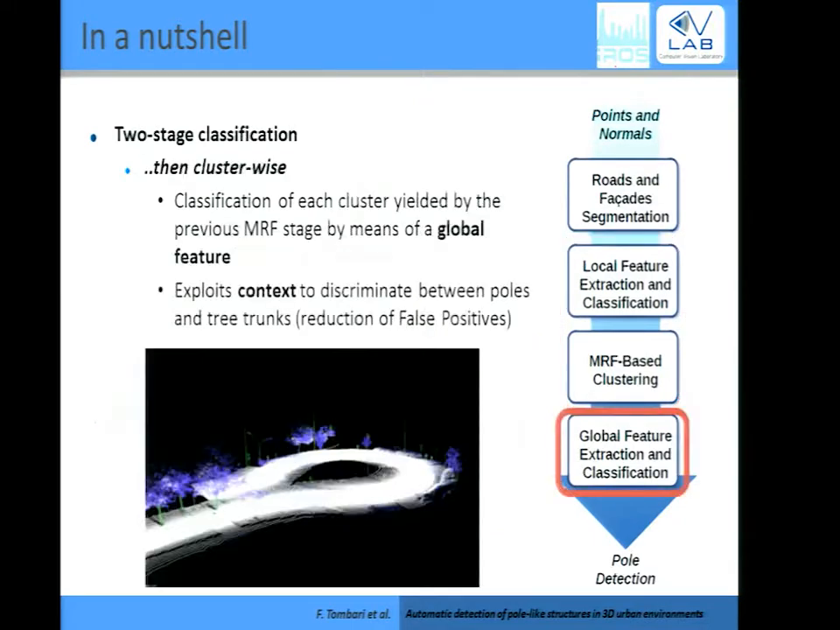These clusters are then used in the second stage, where we apply another classification stage, but on a cluster rather than on a point level. In this case, the feature that we apply exploits context. And this is particularly useful to distinguish between pole-like structures and tree trunks.